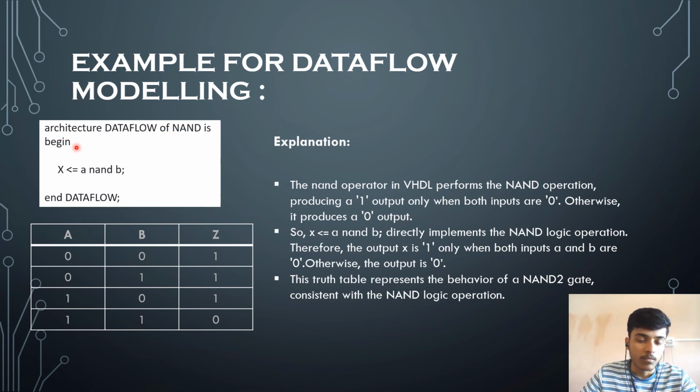Here I am taking the architecture, that is data flow, for a NAND gate. In VHDL we have NAND as an already predefined keyword, and if we use this keyword in between two operands, then the NAND operation is directly performed on those two variables. Let's begin. I am assigning the X variable as a NAND of A and B and ending the data flow architecture.